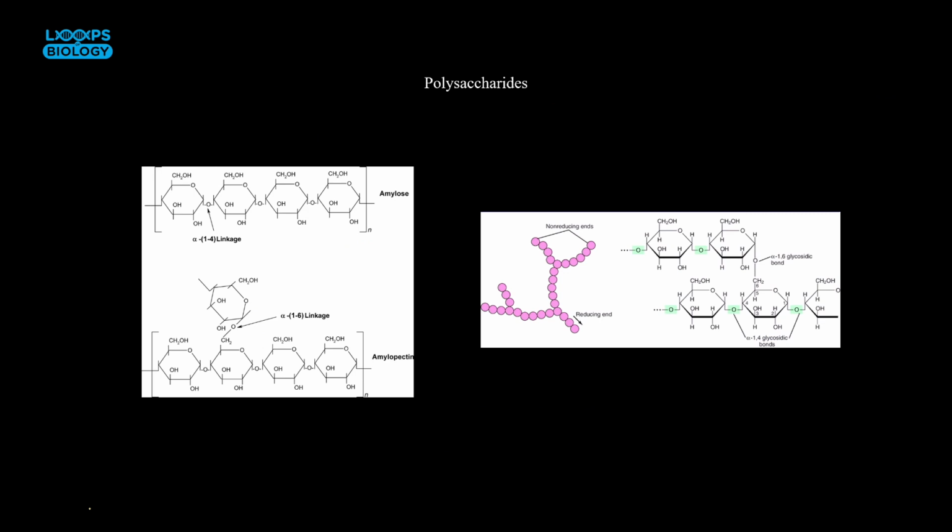Let's move on to the next part, that is polysaccharide. As I have told you, every monosaccharide unit is bound together through a glycosidic bond. So whenever multiple monosaccharides are bound, they form a polysaccharide. In polysaccharides, I can see a structure of starch, and another structure is of glycogen.